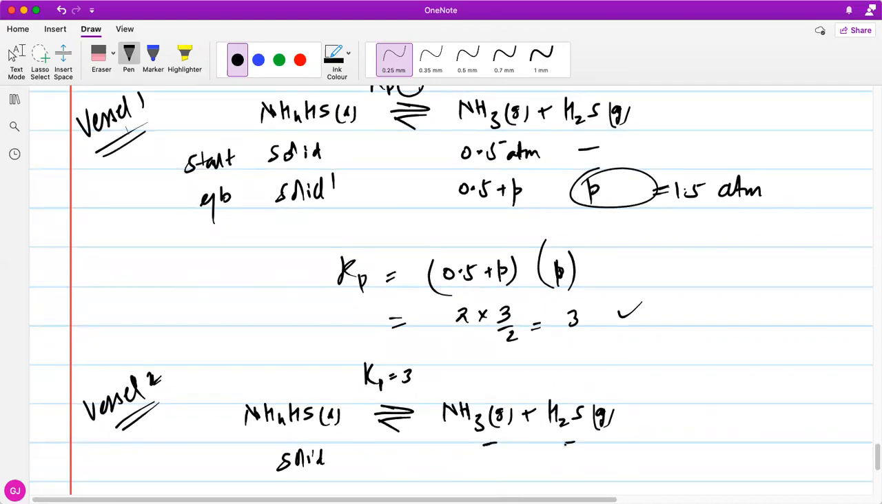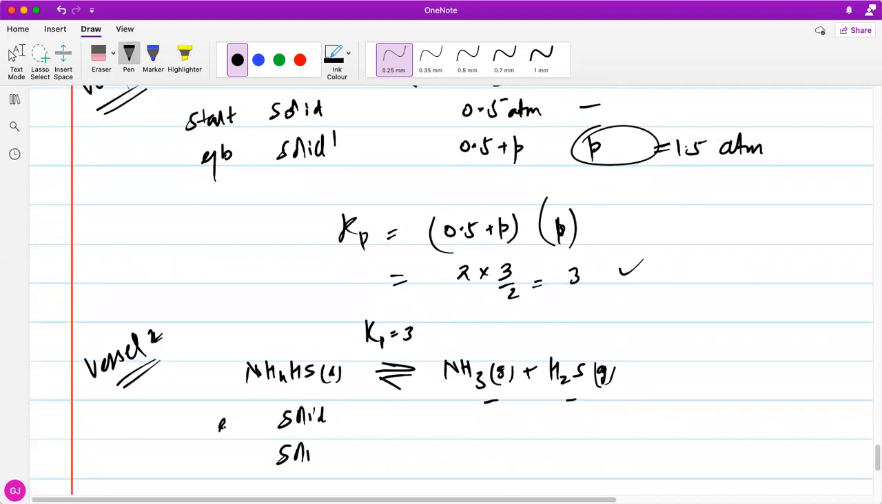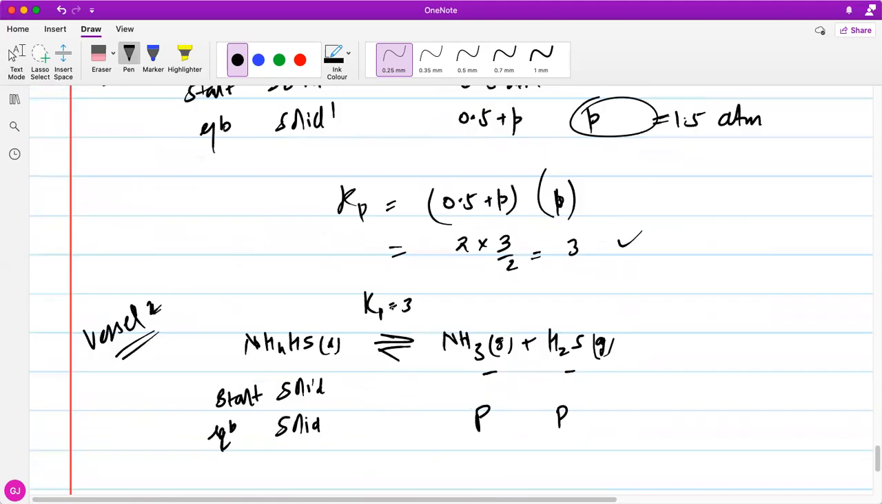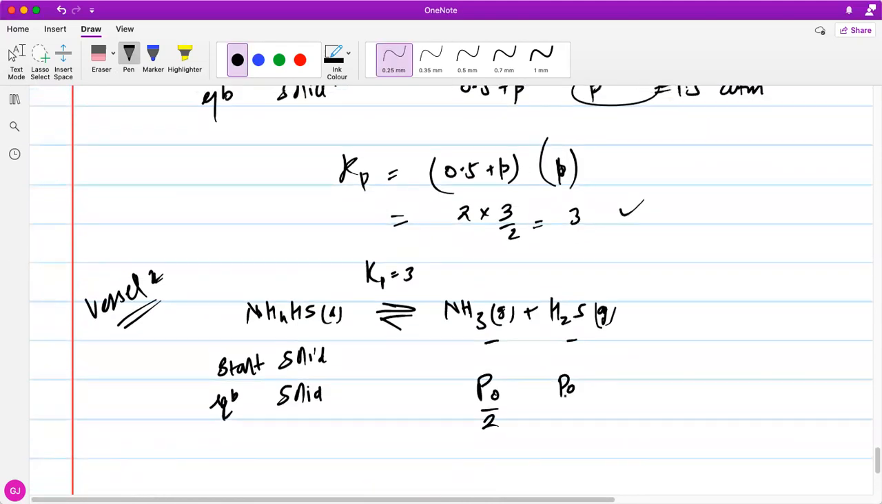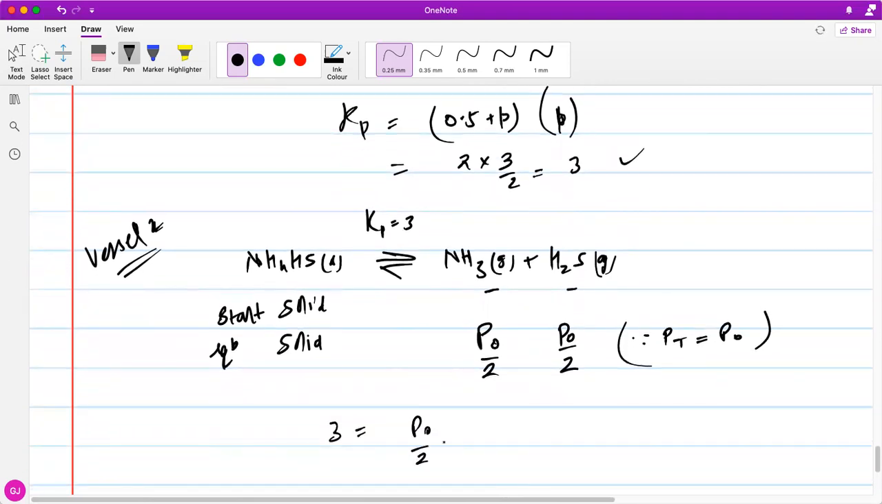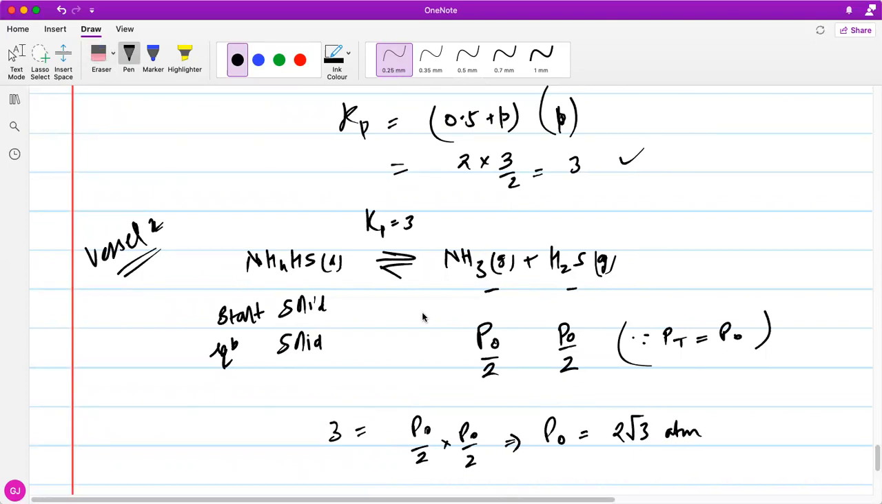And here, this time, there was nothing at the start, initially evacuated vessel. And at equilibrium, you will have solid and say capital P and capital P. It is being said that the total pressure is P naught. So this will be P naught by 2 and this will be P naught by 2, because P total is P naught given in the question. So here 3 will be equal to P naught by 2 into P naught by 2, which implies P naught squared is 12, so P naught is 2 times root 3 atm.